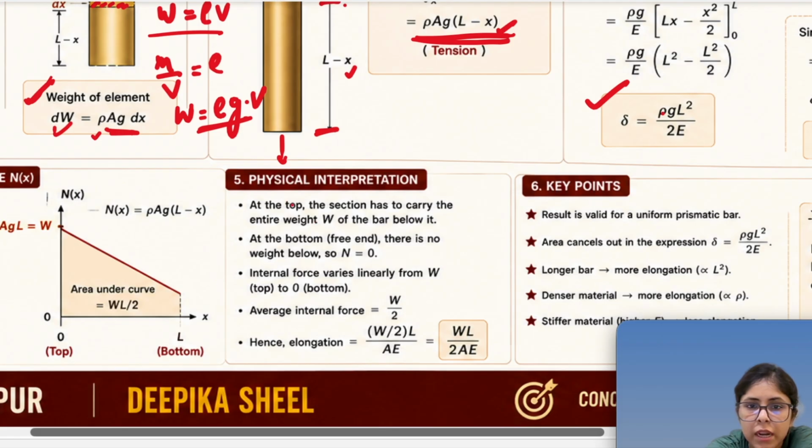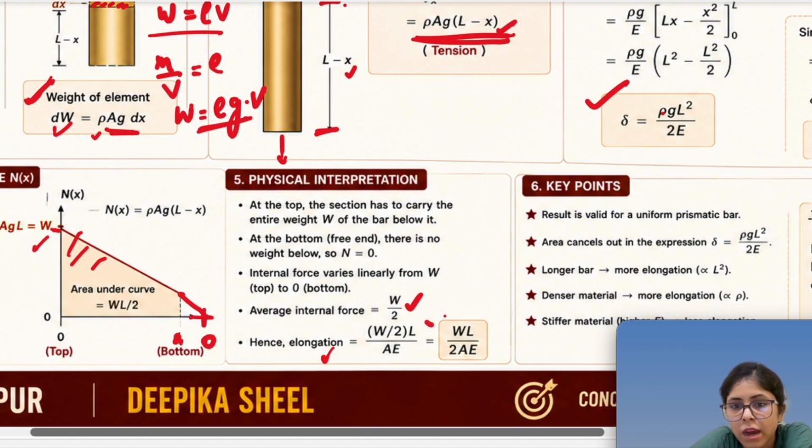Now, physical interpretation: at the top, the section has to carry the entire weight W of the bar, but at the bottom free end, there is no weight, right? So the internal force varies linearly from W to 0. Here the force was W, and at L it becomes 0. So if I take the average, it comes out to be W by 2. Hence the elongation becomes half of what it would be due to the force.